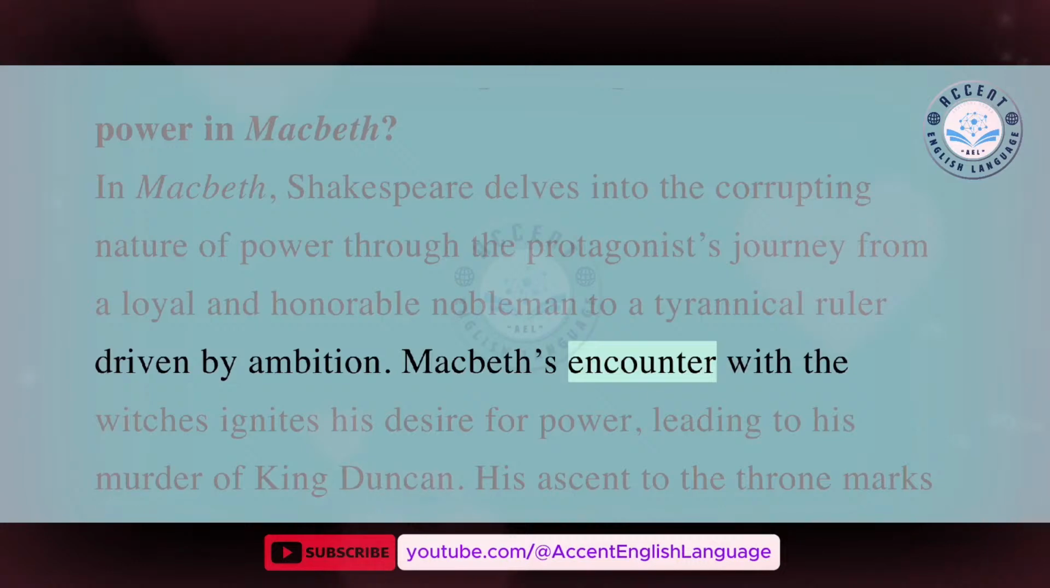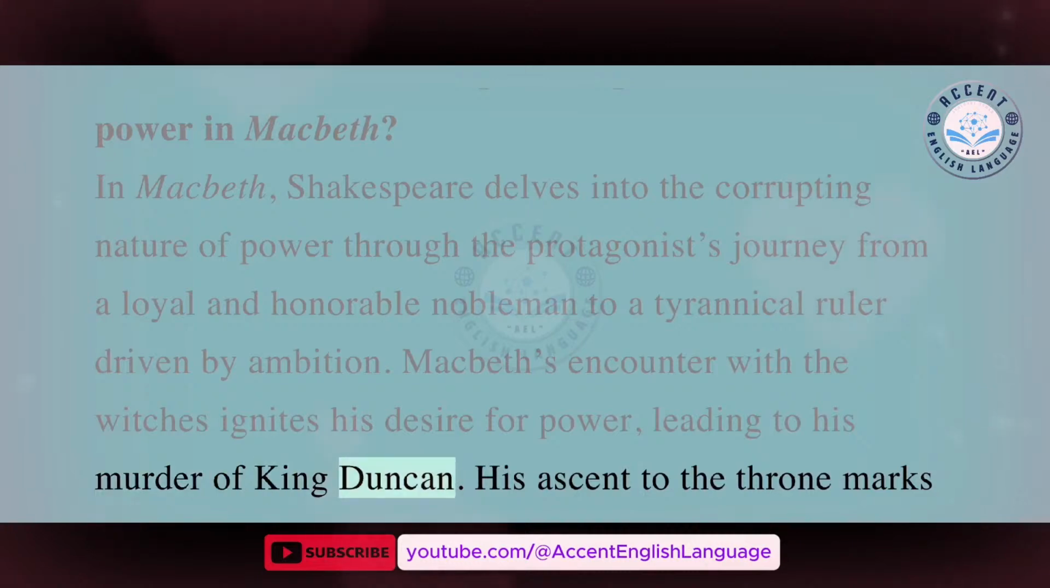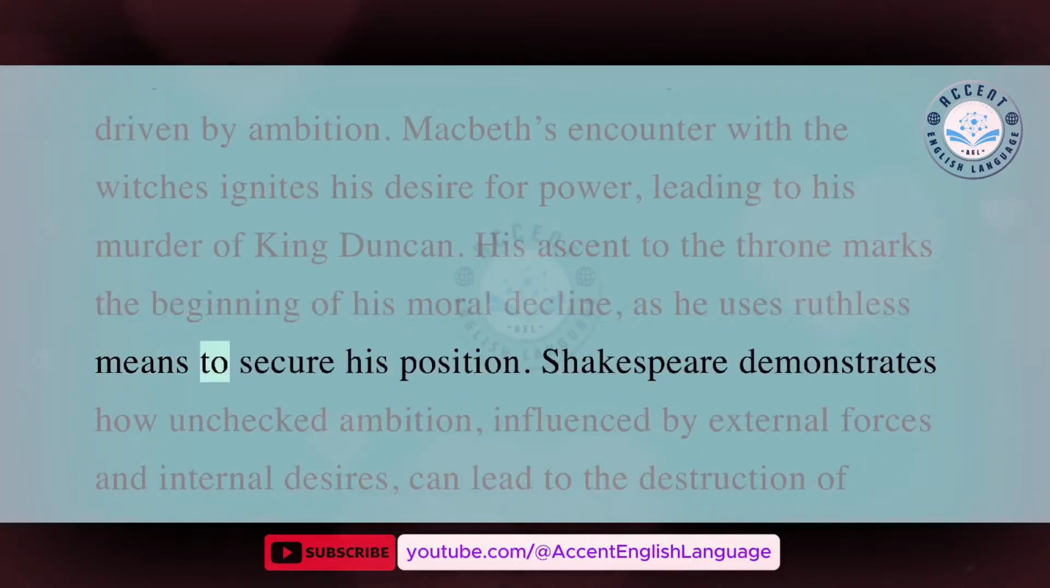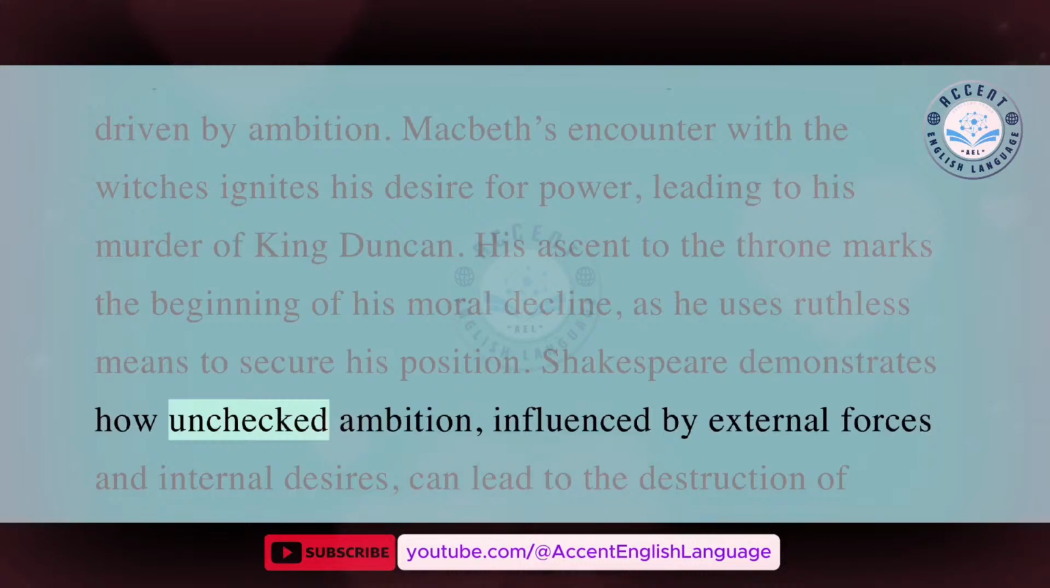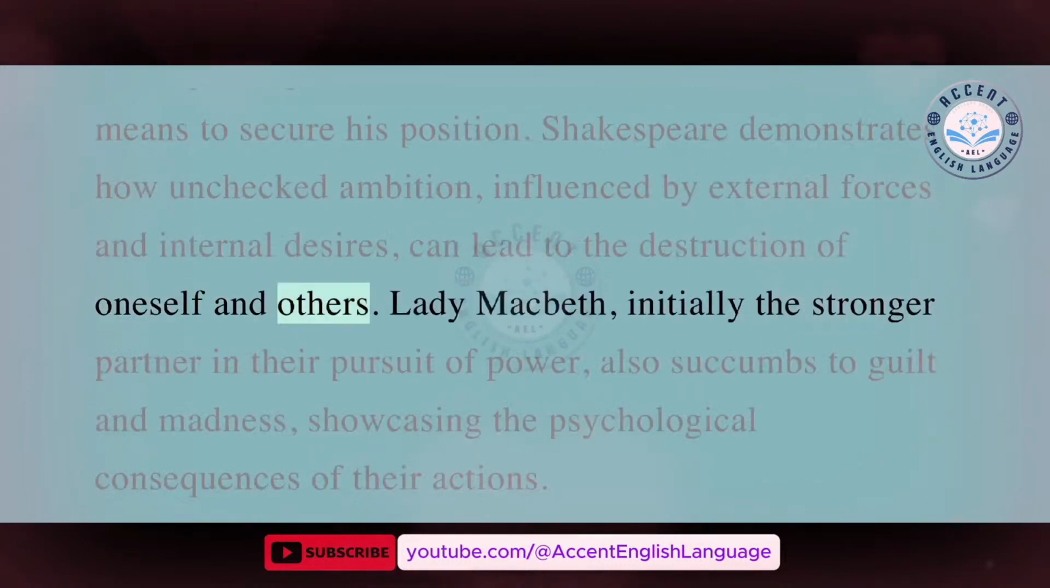Macbeth's encounter with the witches ignites his desire for power, leading to his murder of King Duncan. His ascent to the throne marks the beginning of his moral decline, as he uses ruthless means to secure his position. Shakespeare demonstrates how unchecked ambition, influenced by external forces and internal desires, can lead to the destruction of oneself and others.